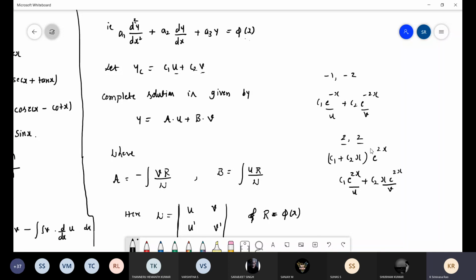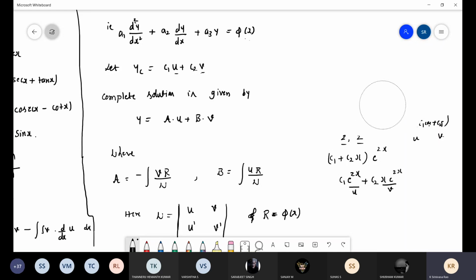And for complex roots, you get e power alpha x times c1 cos plus c2 sin. If you multiply e power alpha also, then e power alpha into cos is u and e power alpha into sin is v. This is the way we calculate u and v.